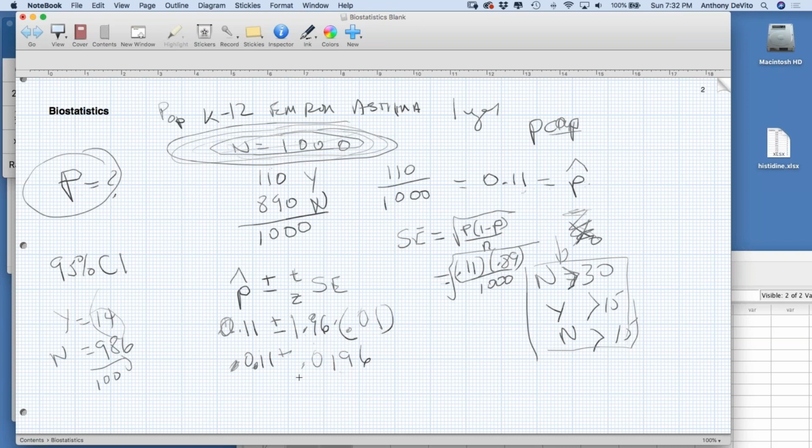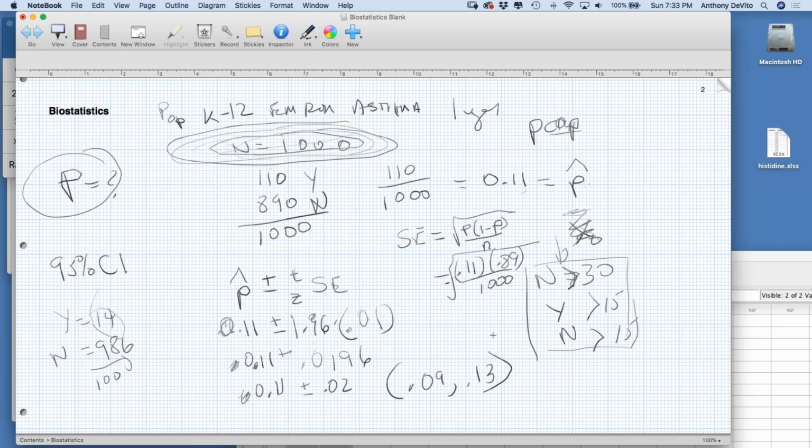So again, keep a few extra digits here. Use your calculator or Excel. I'm going to call this 0.02. So it's going to be 0.11 plus or minus 0.02. Right? So our confidence interval is going to be 0.09 to 0.13.